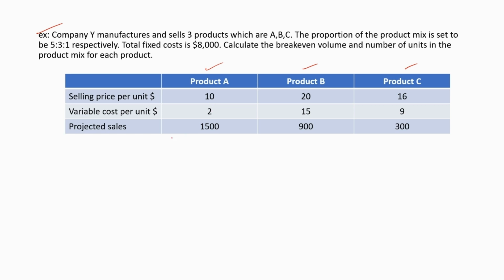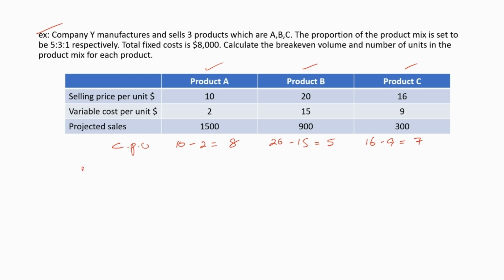First of all, we have to calculate the contribution per unit for each product in order to calculate the weighted average contribution. So for product A, contribution per unit is equal to selling price minus variable cost, which is equal to 8. For product B, 20 minus 15, which is 5. For product C, 16 minus 9, which is equal to 7. So these are the contribution per unit for each product.